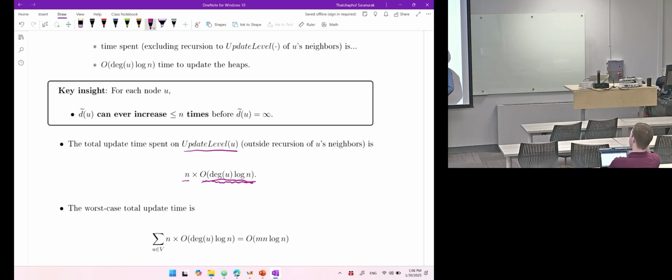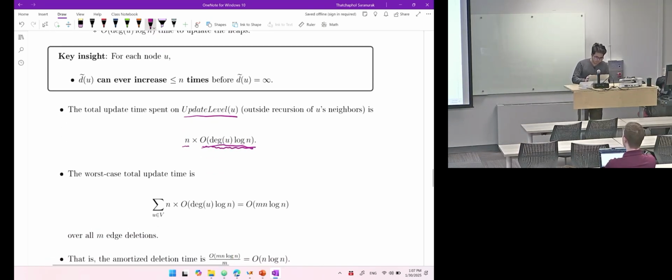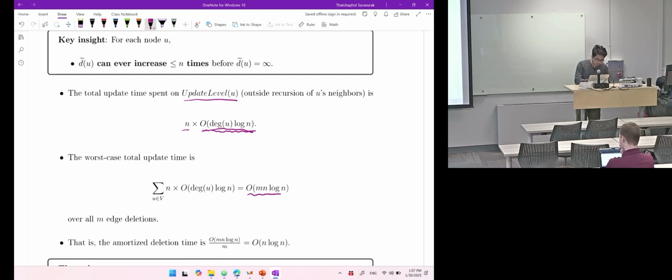Let's reflect a bit. What did we do? If the total time is mn log n, then the amortized deletion time is the total time over the number of deletions. So on average, it takes n log n time.